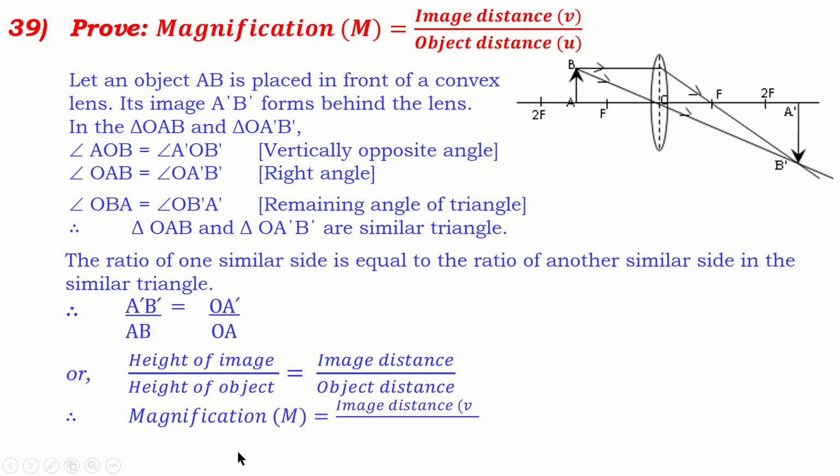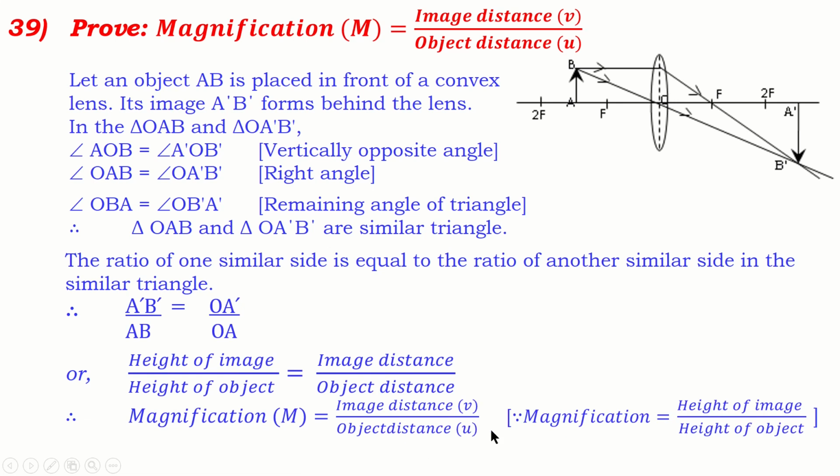Now what can we say? Height of image upon height of object is magnification, and magnification is image distance upon object distance. That's why lastly it is proved that magnification equals image distance, represented by V, upon object distance, represented by U. This way we can prove that magnification equals image distance upon object distance. Otherwise, magnification equal to height of image upon height of object is the real equation formed by the real definition. Thus, it is proved.